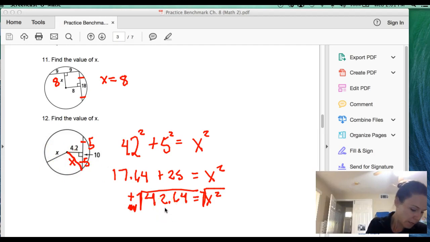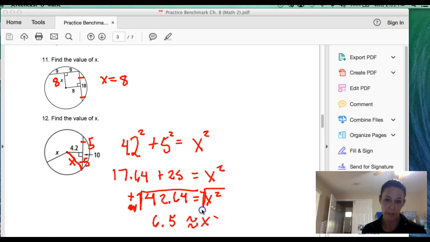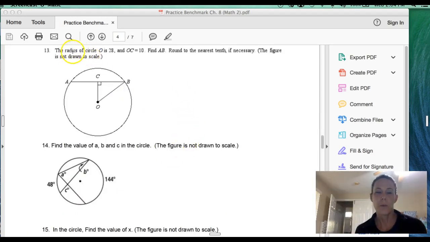I'm going to go ahead and square root 42.64, and we're going to have approximately 6.529. So we'll go 6.5 is the approximate value of x. It didn't say round to the nearest tenth, but we're going to go ahead and do that. And there's your solution.